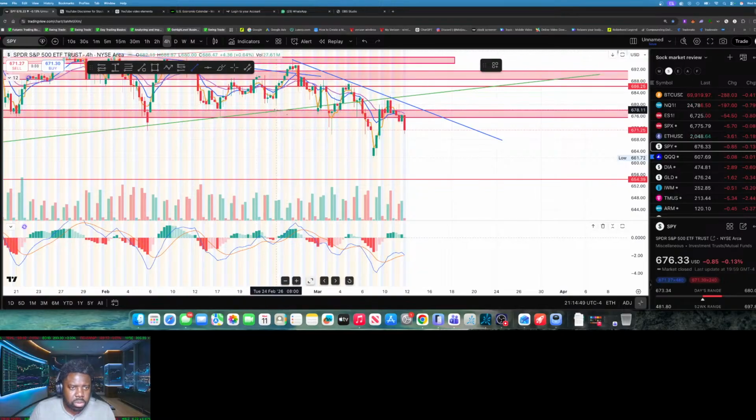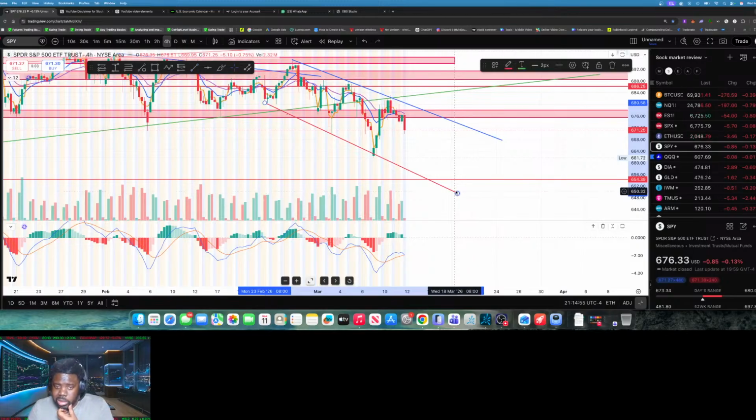This is what this thing is looking like. Let me see real quick if I do this. Oh my days. So this is a falling wedge pattern we have right now in the 4 hours. That's in the SPY, which is the S&P 500.